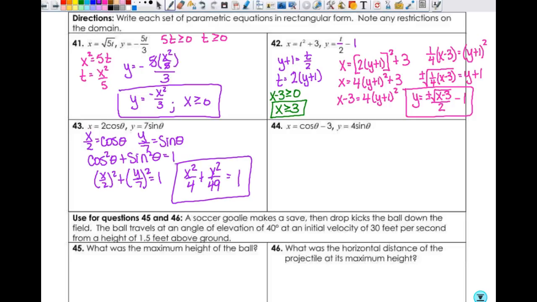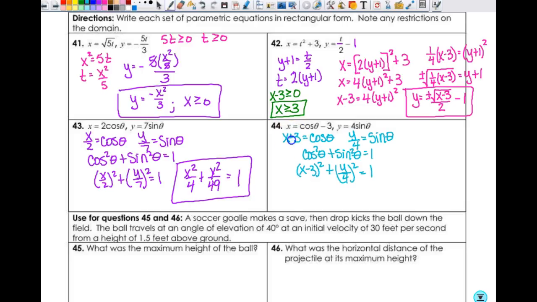All right, so now let's look at 44. To get cosine theta by itself, it's going to be x minus 3 equals cosine theta, and y over 4 equals sine theta. So once again, I have cosine and sine, so I can do cosine squared theta plus sine squared theta equals 1. x minus 3 squared plus y over 4 squared equals 1.